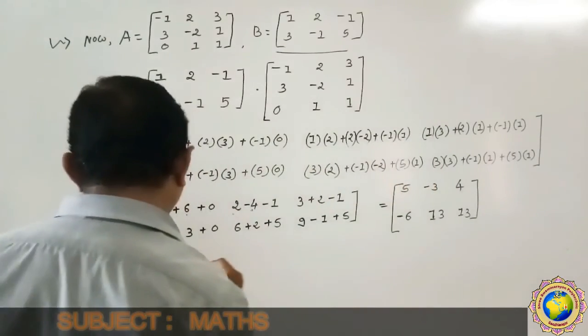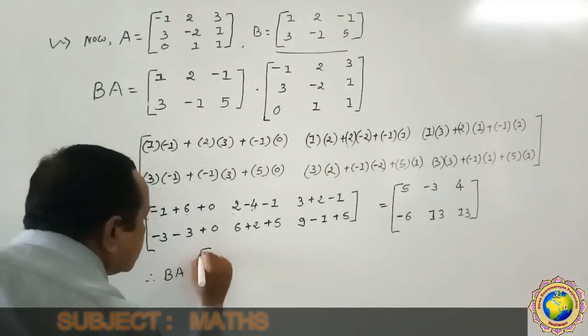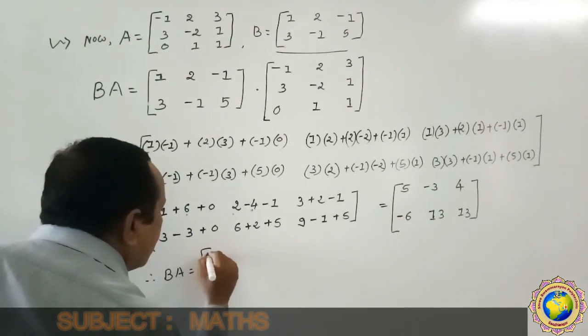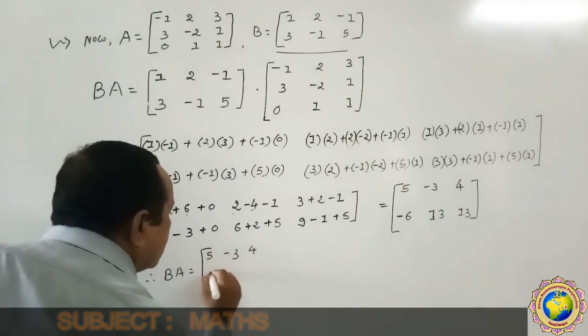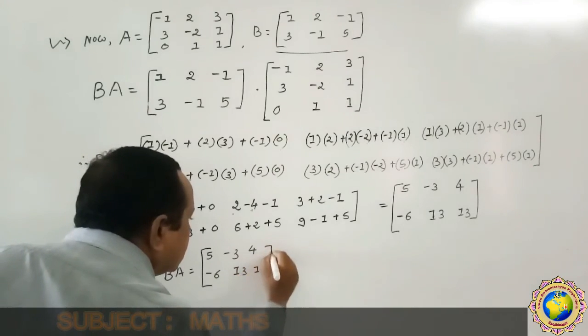So BA is equal to 5, minus 3, 4, minus 6, 13 and 13. This is your answer.